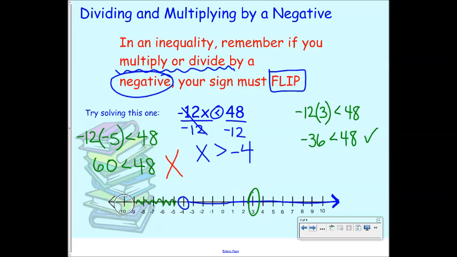So that's false. So the reason that you flip that sign when you're multiplying or dividing by a negative is because two negative signs are going to cancel out to become a positive. So all these numbers, as they're getting smaller on the number line, when you multiply or divide them by another negative, they're actually getting bigger. So that's why you have to flip your sign. So be really, really careful with that. People forget it all the time. So if you're multiplying or dividing by a negative, flip your sign. Okay, be careful with that with your practice.